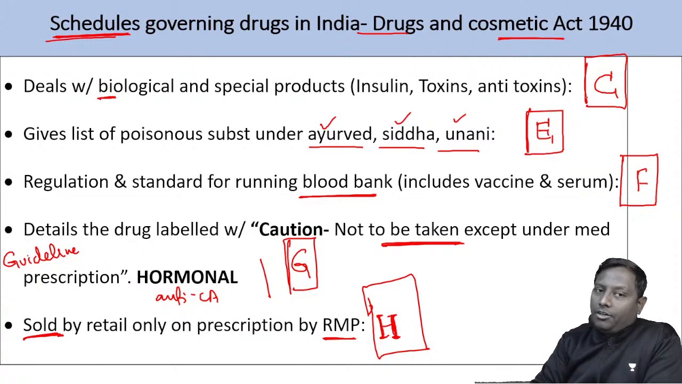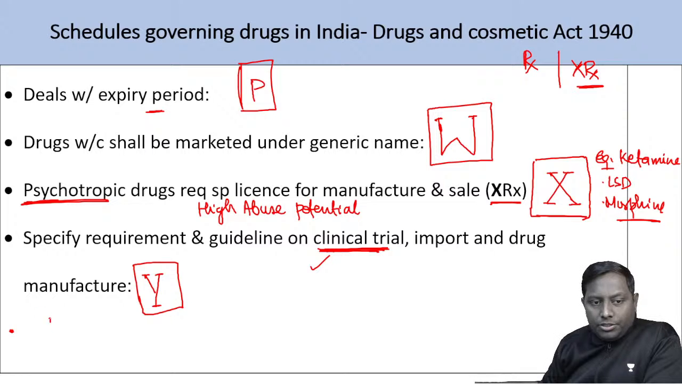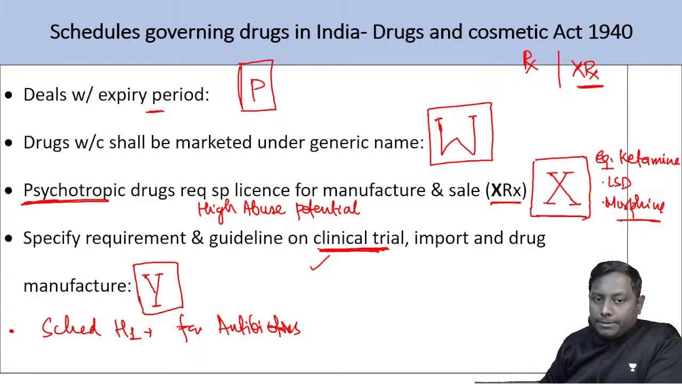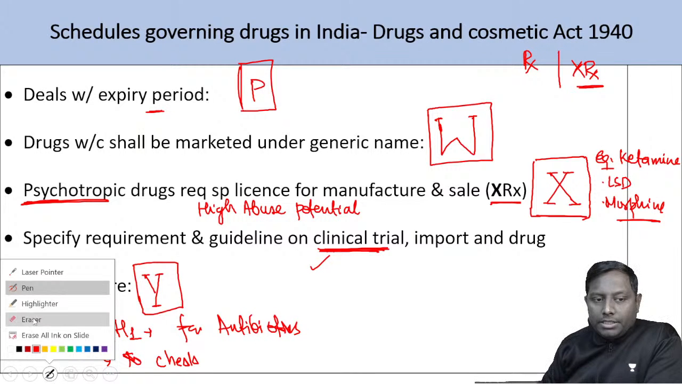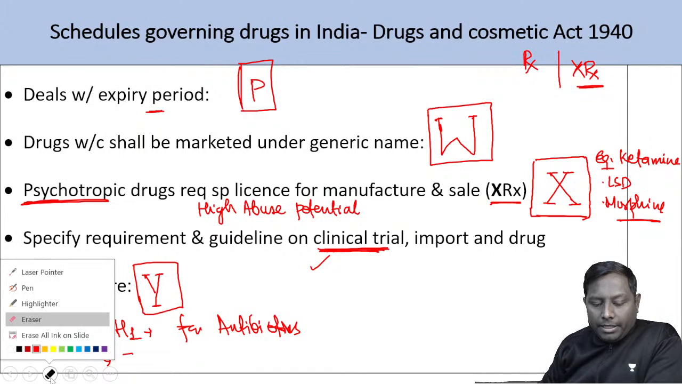Biological, insulin, toxin, antitoxin. If you guys understood this, then I will tell you one more important one that is known as your schedule H1. Schedule H1 is mainly for antibiotics, right? For antibiotics, to check unauthorized sale of antibiotics. Schedule H1 that we have, it was brought into existence in the year 2013 to check unauthorized sale of antibiotics.